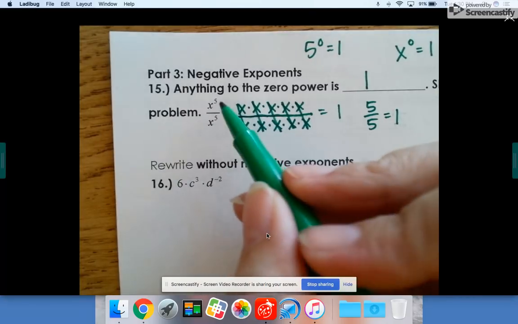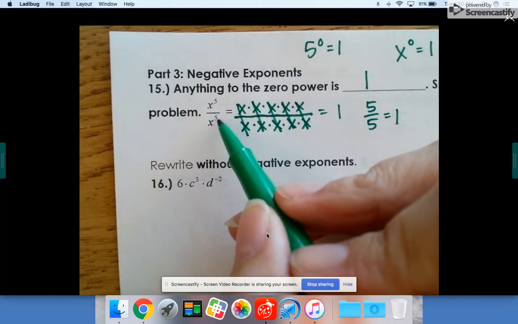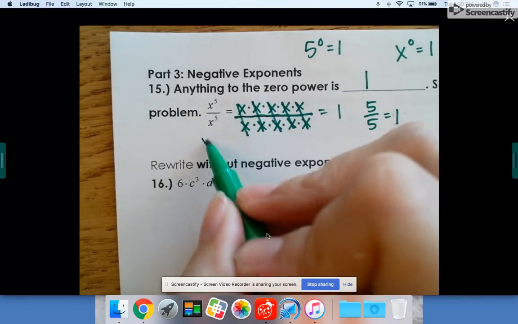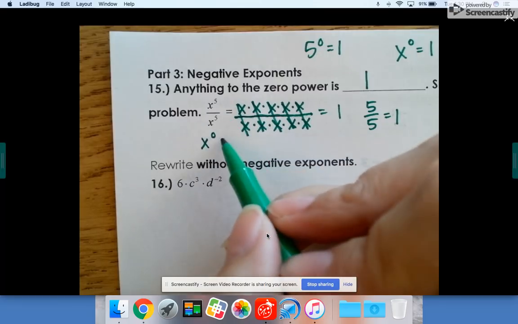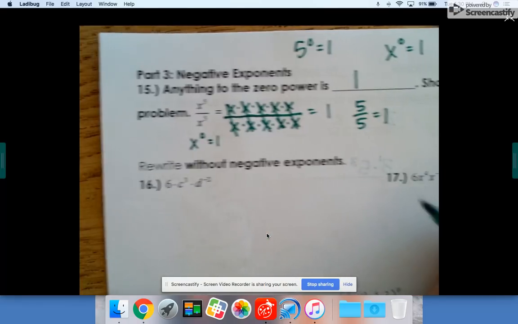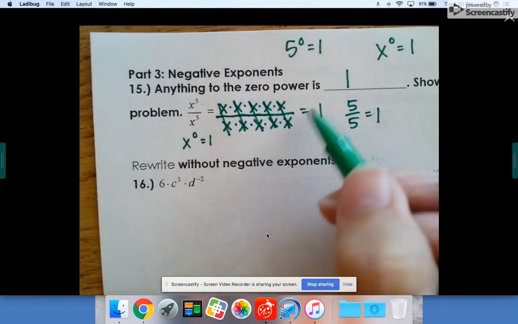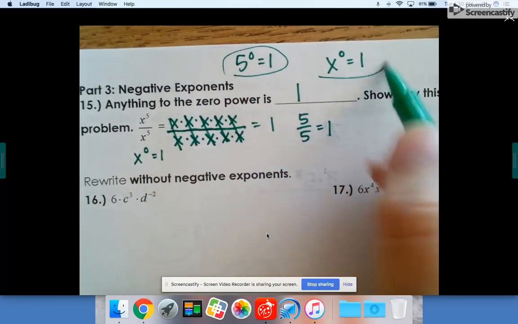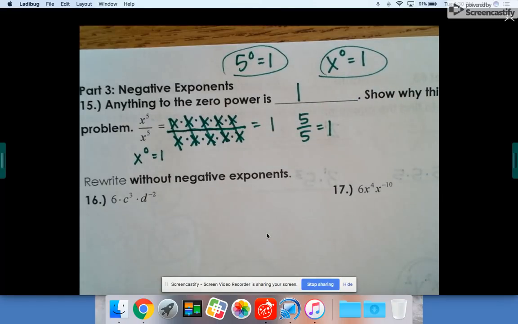So if you subtract 5 minus 5, just like in the previous lesson, any of these that can subtract would equal x to the 0 power. 5 minus 5 is 0, which would be 1. And again, that's 1 because you can cancel all of these out and it equals 1. So I want you guys to know anything to the 0 power equals 1.